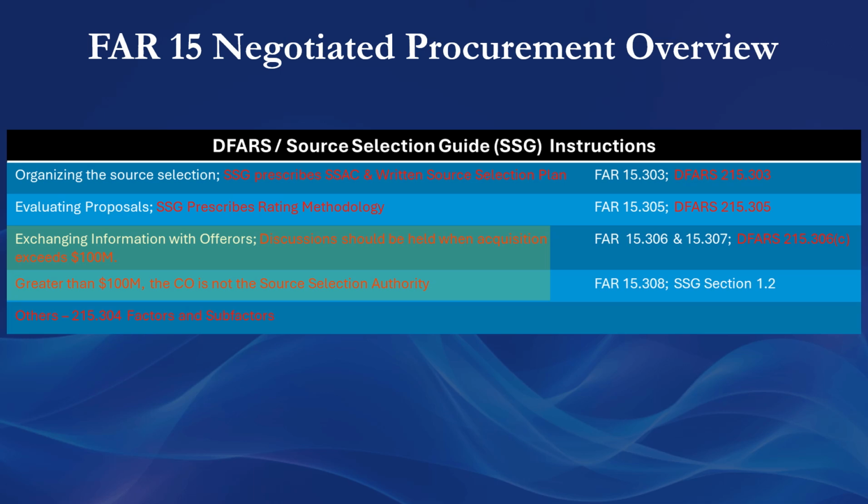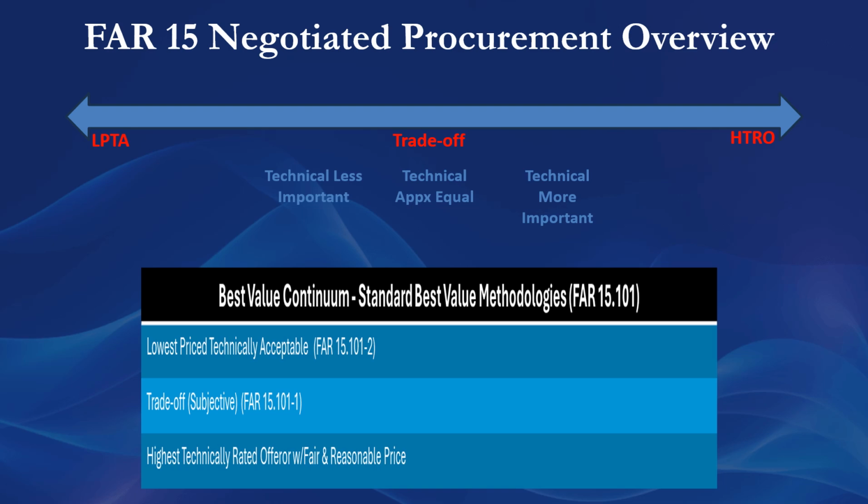But of particular note, if the acquisition equals or exceeds $100 million, it dictates that the CO will not be the source selection official, and the policy informs the CO that there should be discussions. In addition, among other things, it also provides guidance on rating methodologies and definitions that will be used and prescribes the minimum documentation that shall be included in every file. The selection process may include any number of best value methodologies, including LPTA, trade-off, and the highest technically rated.